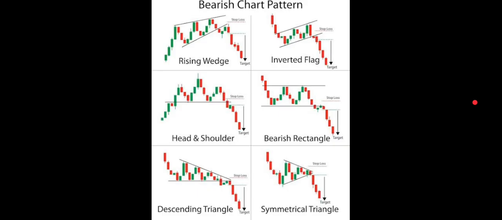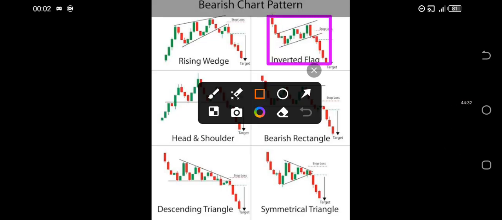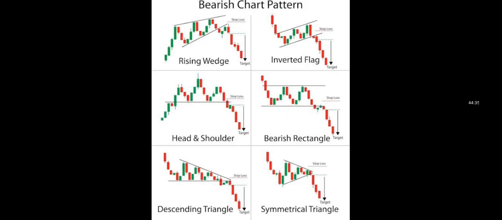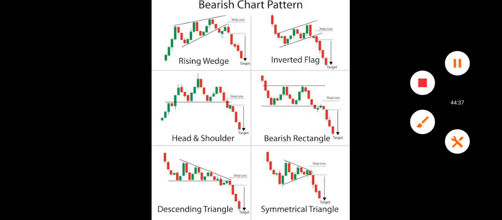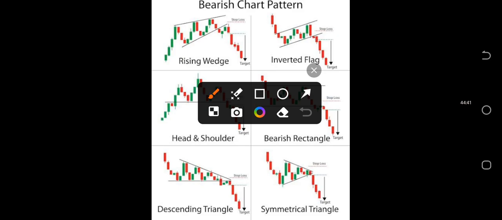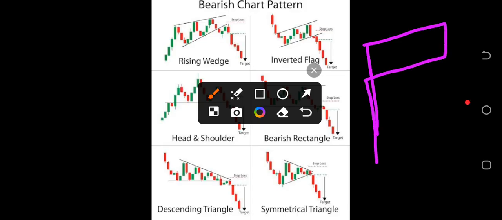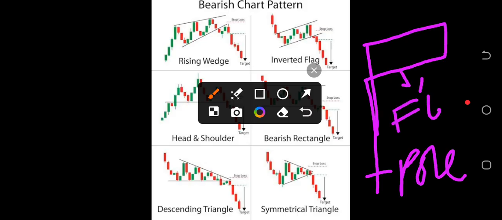So we have a bearish flag, also known as an inverted flag. For the second one, we have what you call the bearish flag. You know what a flag is. Like I told you, these patterns are named after real life objects. This is a flag. This is the pole, and this is the flag.